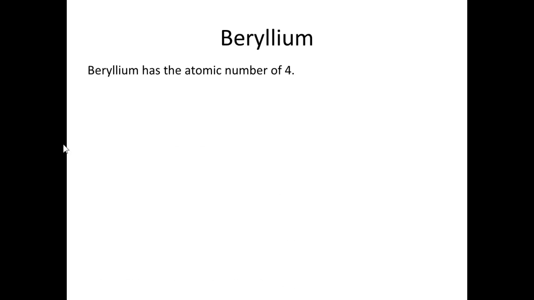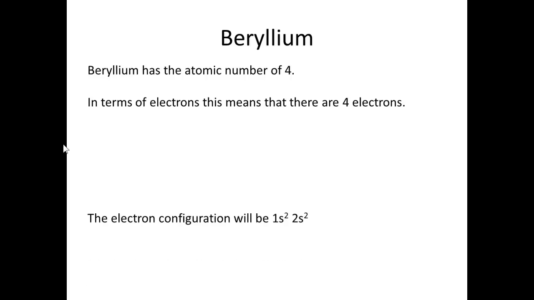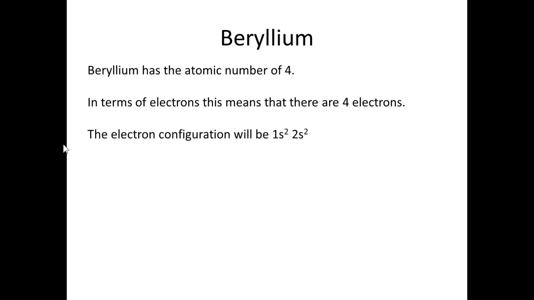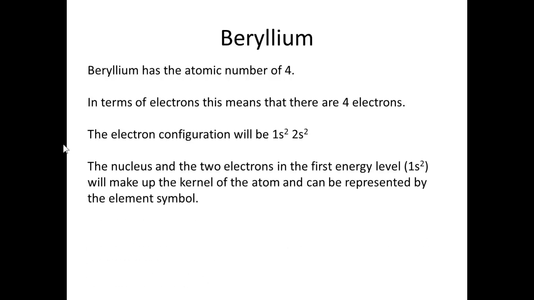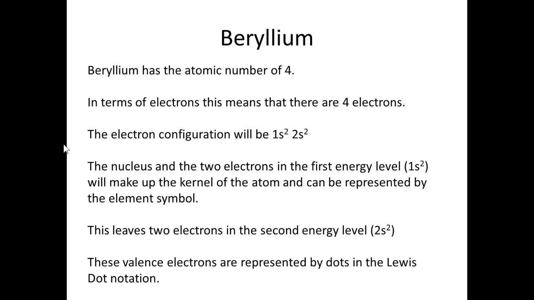It has an atomic number of 4, so it means there are 4 electrons. These electrons are arranged in the s orbitals, so we have 1s2, 2s2. In other words, the nucleus and 2 electrons are in the first energy level, that's 1s2, and they make up the kernel of the atom, and we can represent those by the symbol, and the other 2 electrons then represent the second energy level, which is the 2s level.